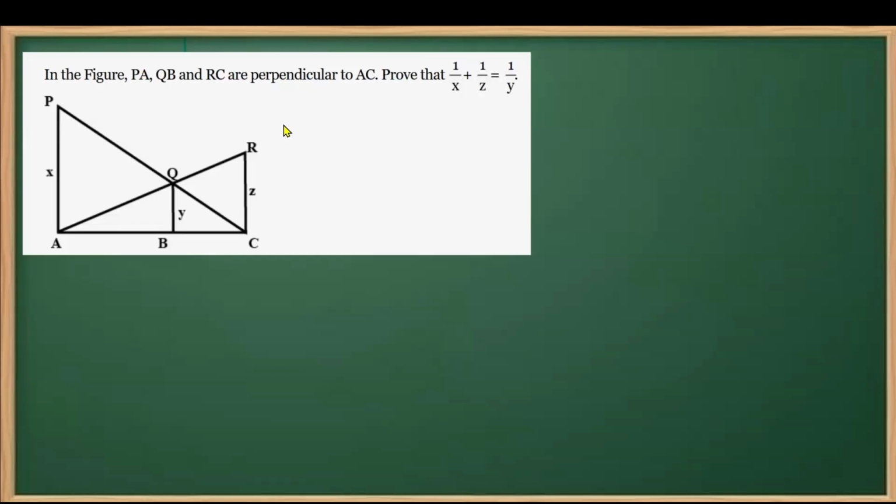In this question from the chapter Similar Triangles, we are given a figure and PA, QB and RC are perpendicular. So we have this line and this line given perpendicular to AC. Further, we have to prove 1 over x plus 1 over z is equal to 1 over y.